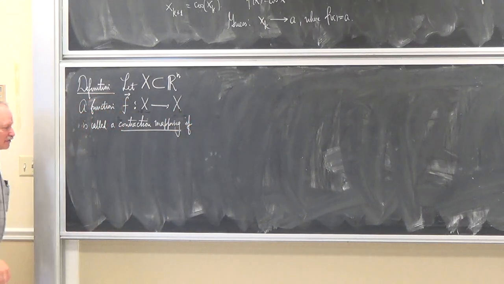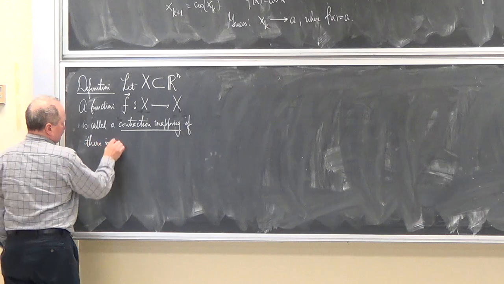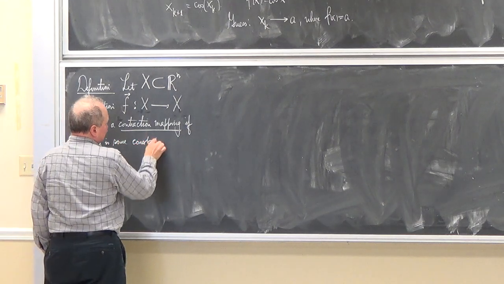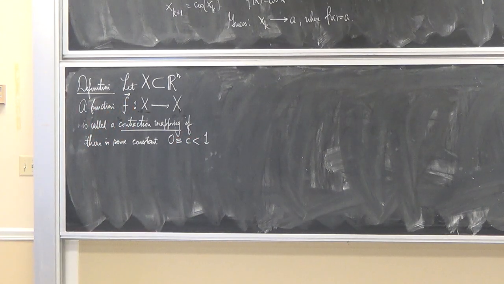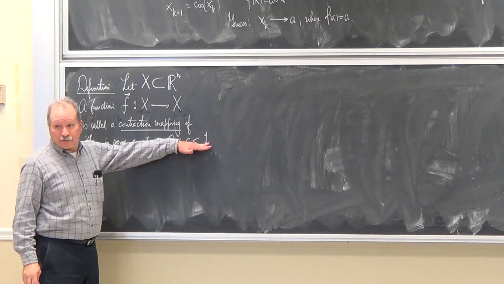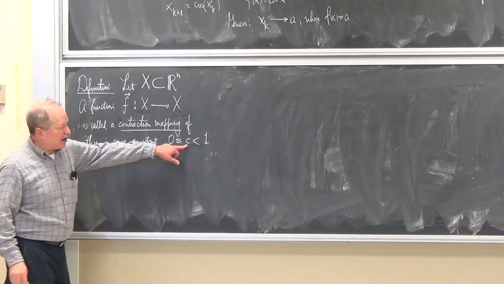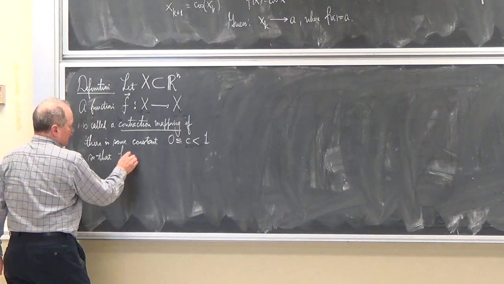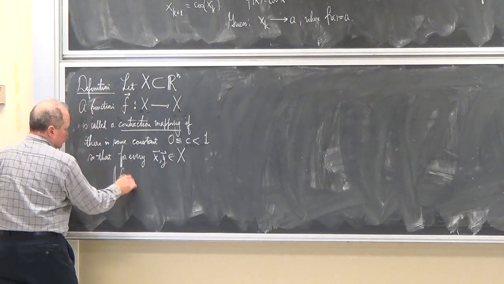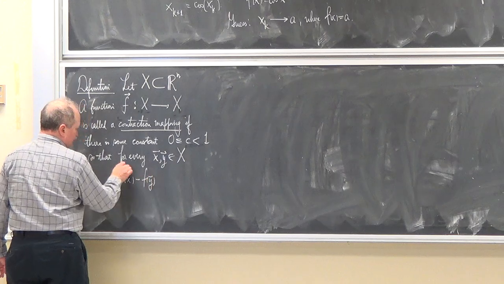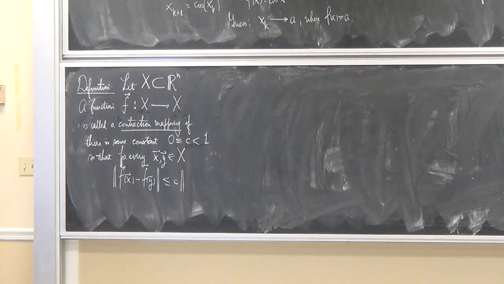If, and it's very important to get your quantifiers in the right order here, there is some constant c, that's possibly 0, although that's not very interesting, but strictly less than 1, so that the function contracts distance by a factor of at least c. So that for every pair of points in the domain, the distance between f of them is at most this constant times the original distance.